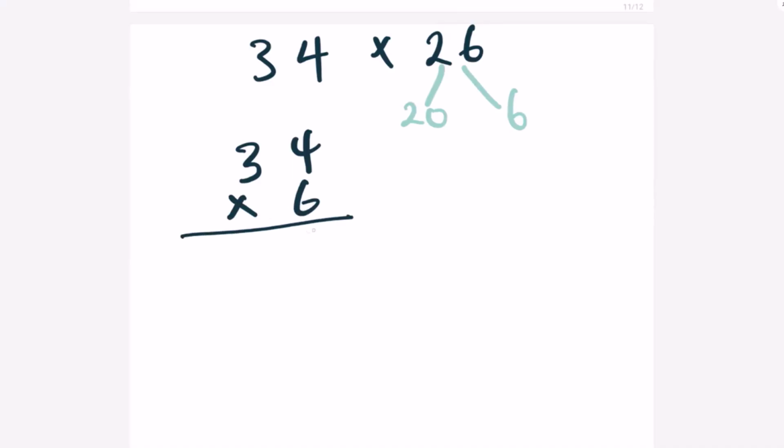6 multiplied by 4 is 24. You carry 2. 6 multiplied by 3 is 18, plus 2 gives 20.